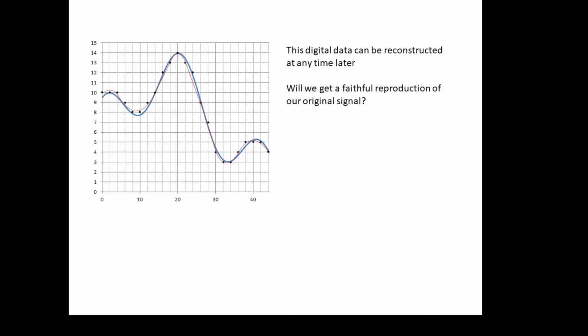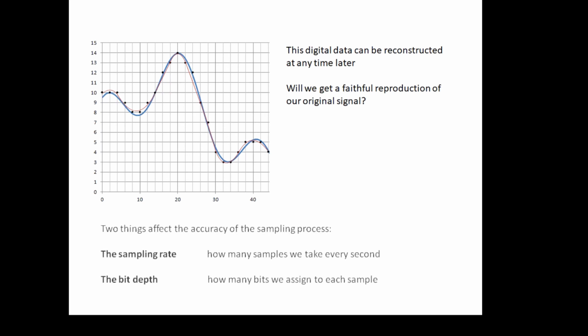Now, these can be stored onto a computer, and then when you want to listen to what you've recorded, the computer can change it back into an analog signal. Will we get a faithful reproduction? Will we get what we started with? That depends. In other words, how accurate are our samples? And that will depend on two things. It will depend on the sampling rate, and it will depend on the bit depth.